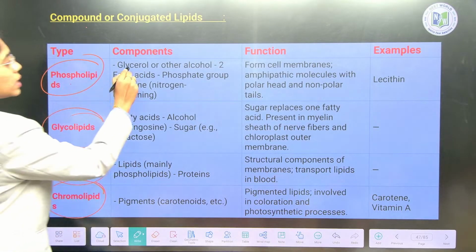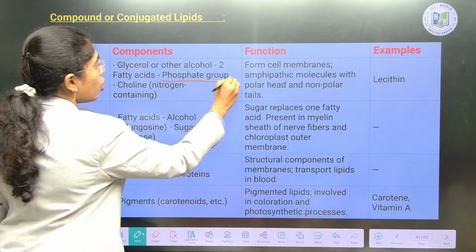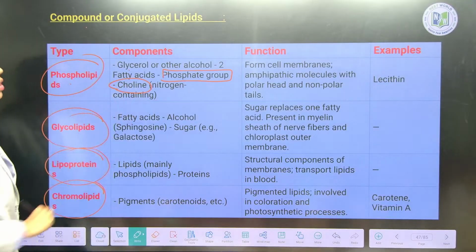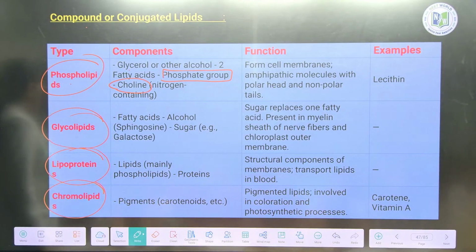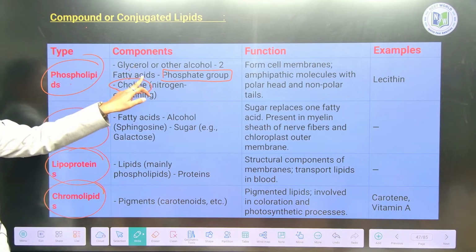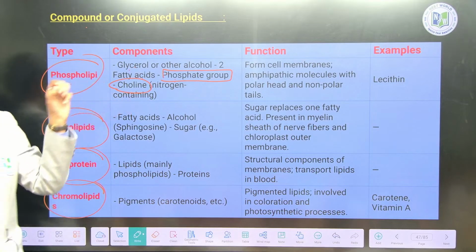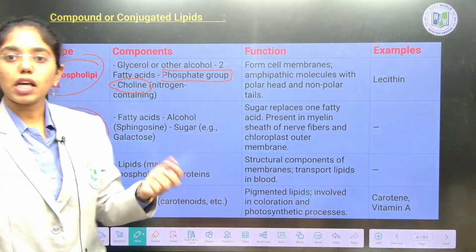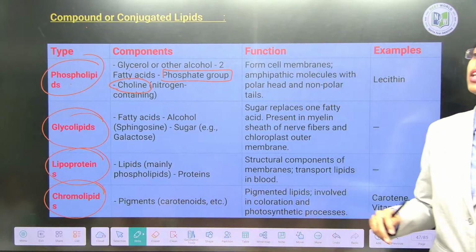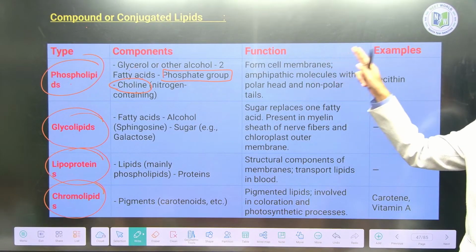Phospholipids have glycerol or other alcohol, and along with that they also have a phosphate group. They also have choline, which is a nitrogen-containing component. So, what are the extra constituents present along with glycerol and fatty acids? Phosphate group and choline. What are compound or conjugated lipids? Along with glycerol and fatty acids, if there are any other constituents present in the lipids, they are known as conjugated or compound lipids.